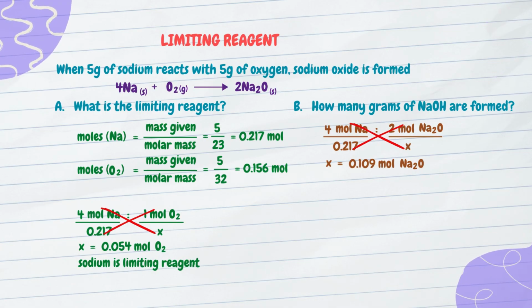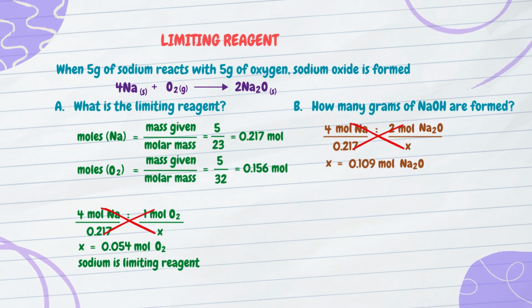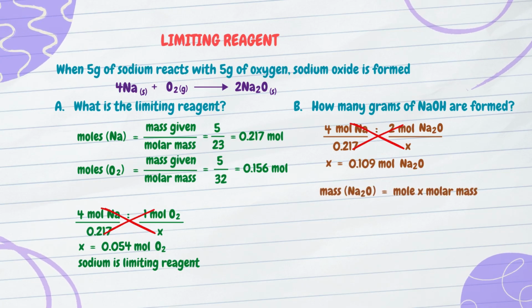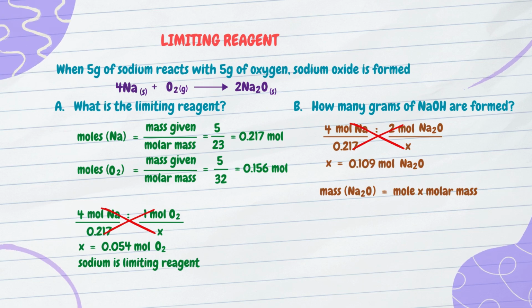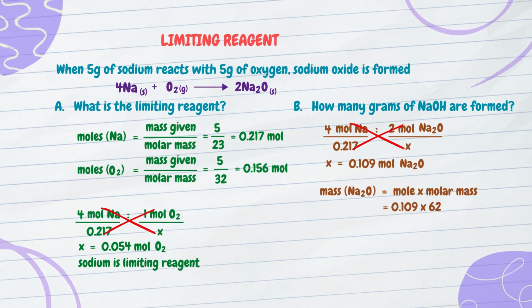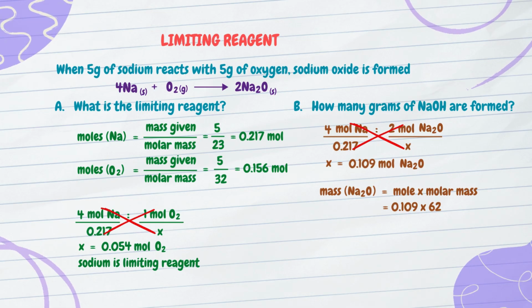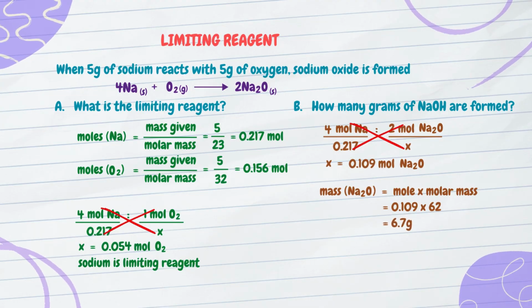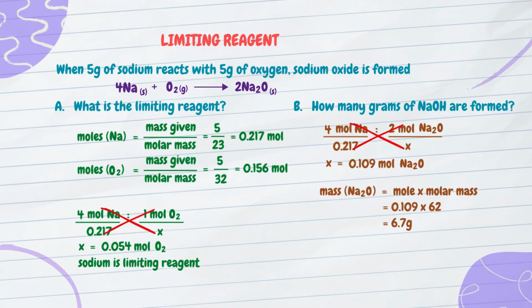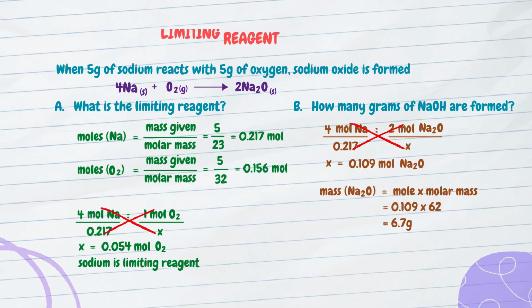Finally, we find the mass of sodium oxide by converting moles to mass. Then the mass of sodium oxide is equal to moles times molar mass of sodium oxide. The moles of sodium oxide formed is 0.1085, and the molar mass of sodium oxide is 62. 0.1085 times 62 gives 6.7 grams as the mass of sodium oxide formed at the end of the chemical reaction.